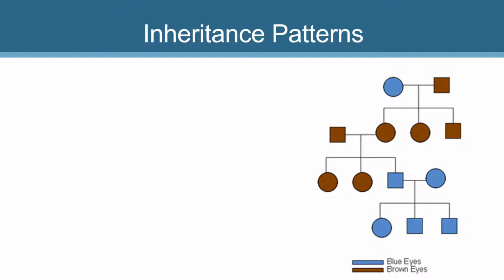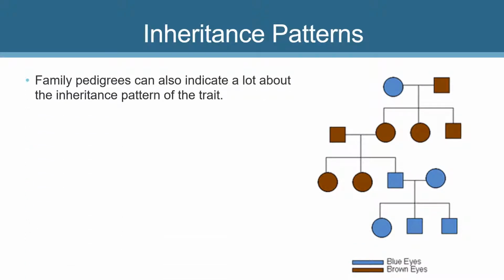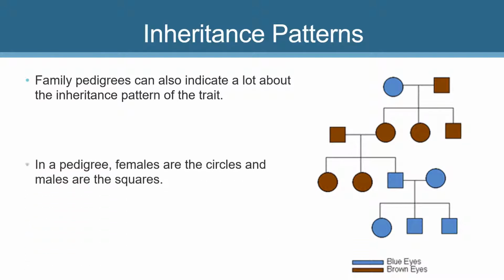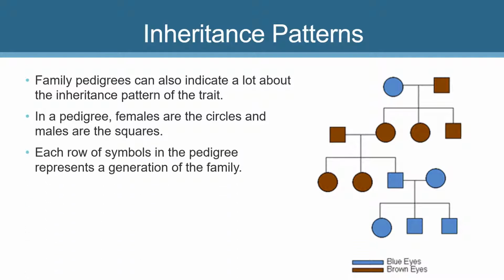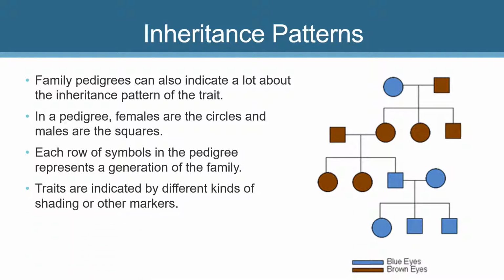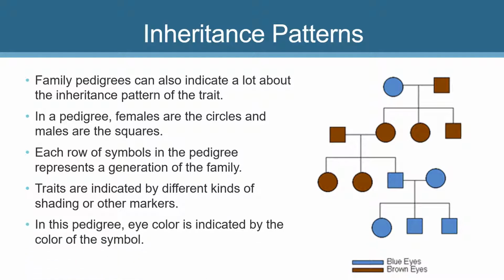Family pedigrees can also indicate a lot about the inheritance pattern of the trait. In a pedigree, females are the circles and males are the squares. Each row of symbols in the pedigree represents a generation of the family. Traits are indicated by different kinds of shading or other markers. In this pedigree, eye color is indicated by the color of the symbol.